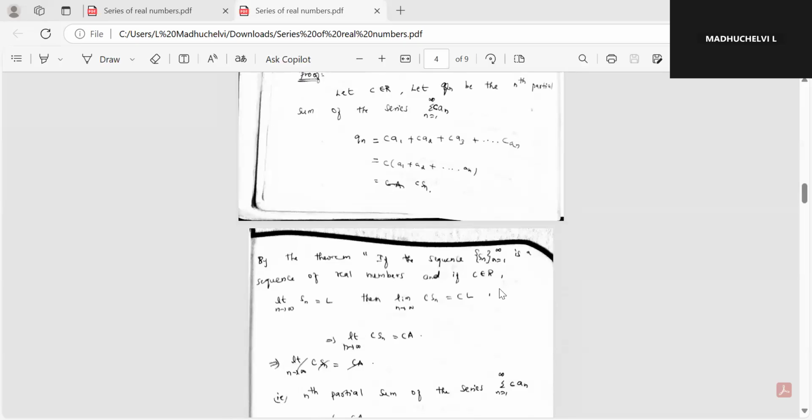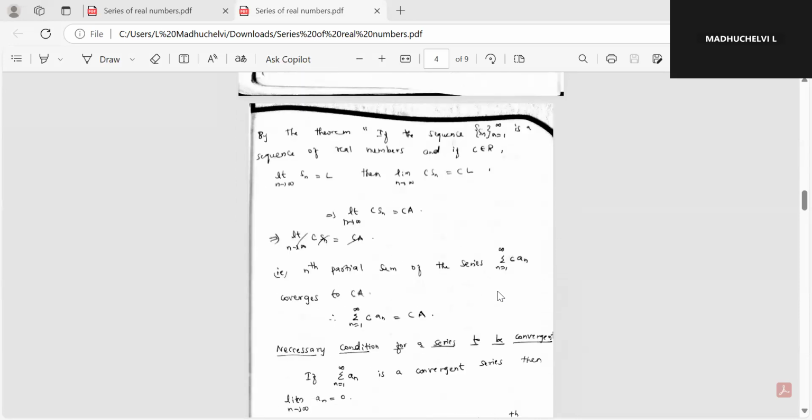By the theorem, if the sequence s_n, n equal to 1 to infinity, is a sequence of real numbers and if C belongs to R, then limit n tends to infinity s_n equal to L implies limit n tends to infinity C s_n equal to CL.